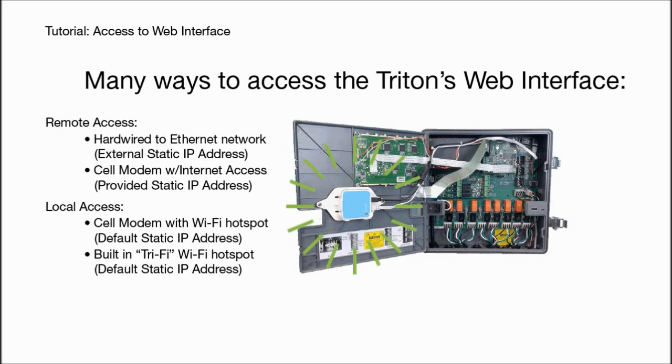If you're not using the Ethernet connection of your Triton for a hardwired network or a cell modem, you can still enjoy access to the Triton's web interface locally with a small device we call Tri-Fi. It can be mounted inside the enclosure as an option. The network name is always Tri-Fi. The default password is HydroWT, but it can be customized for your water treatment company. Static addressing does have to be activated, and again, you would use the Triton's default static IP address.